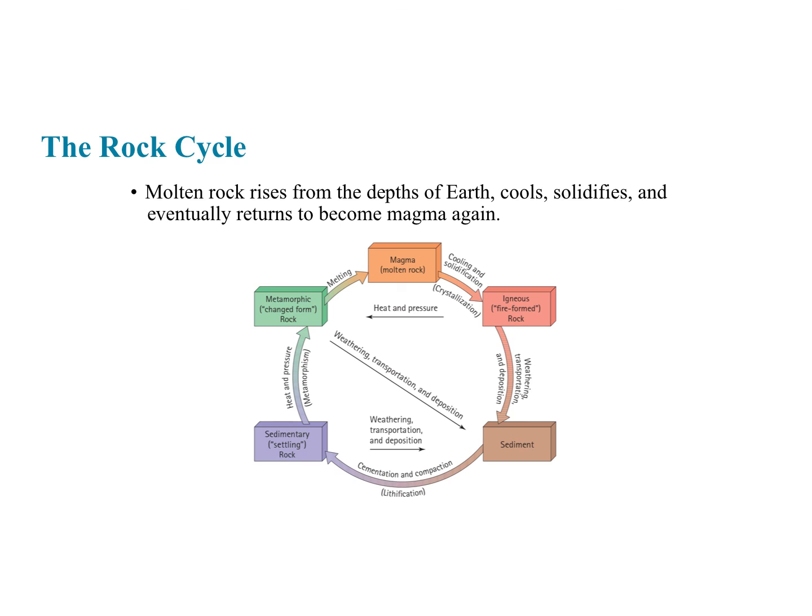And finally, we want to talk about the rock cycle, which is basically a process where molten rock rises from the depths of the earth, it cools, and it solidifies. And eventually it returns and becomes magma again. And so you have this cycle over and over and over again.